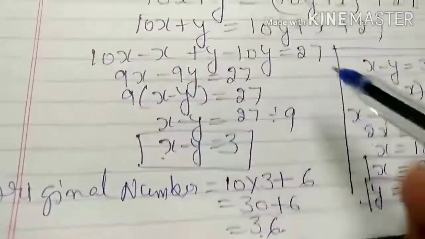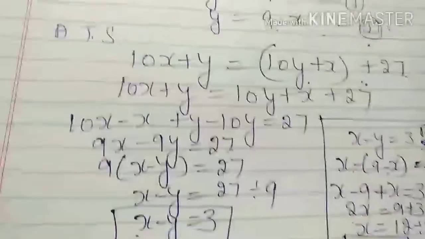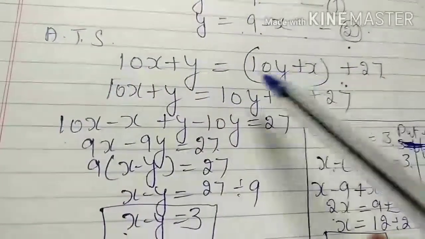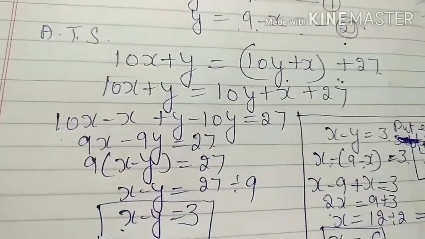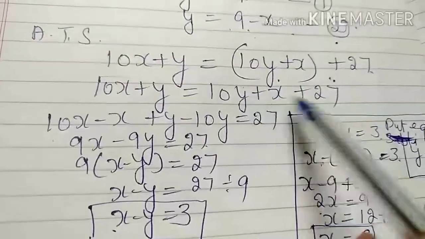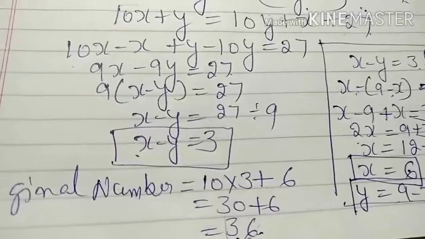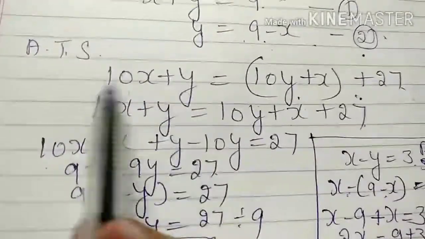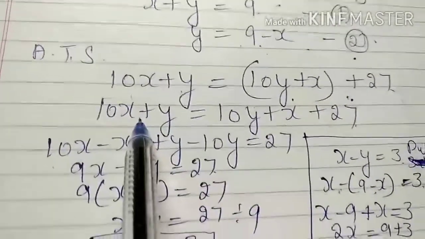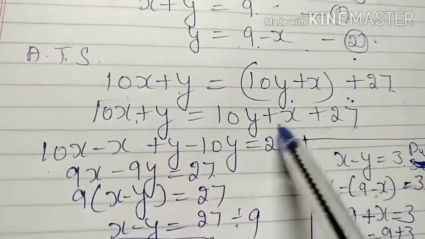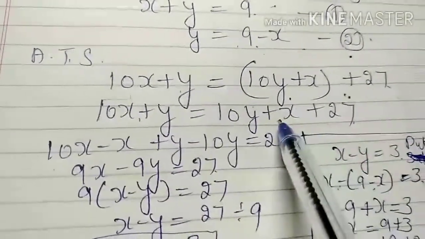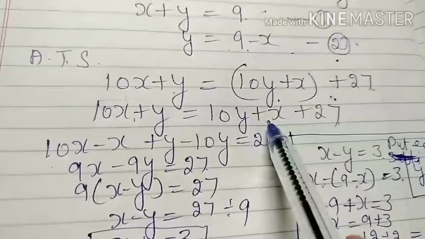But if I want to check according to the statement, if I add 36 plus 27, what does it give you? 36 plus 27 is 63. Similarly, if you swap the digits, that is 63, that is my reverse number. The reverse number is 63, and when you add 27 to 36, that gives you the same 63. This way you can check your answer.